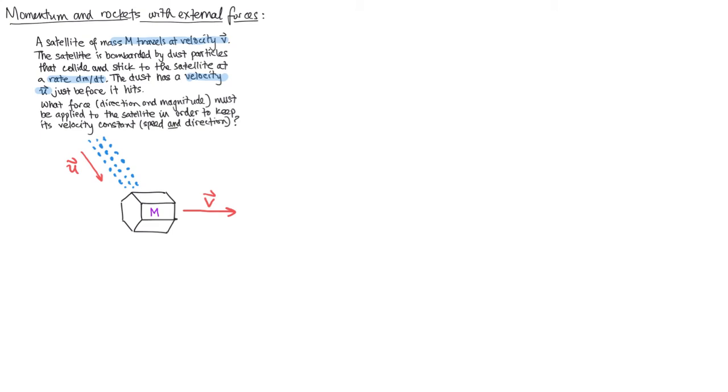Before we do any calculations, let's talk through some of the key ideas here. In particular, let's start with a simpler case where, instead of a stream of dust particles, we just have one massive object that hits and sticks to the satellite. So let's consider the satellite, but instead of a stream of dust particles, we'll just have one object of mass little m hitting our satellite.